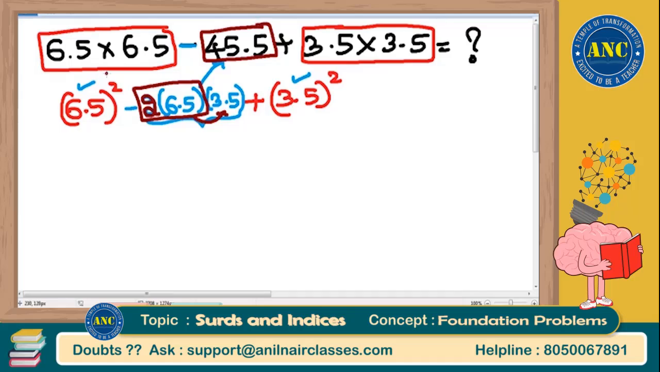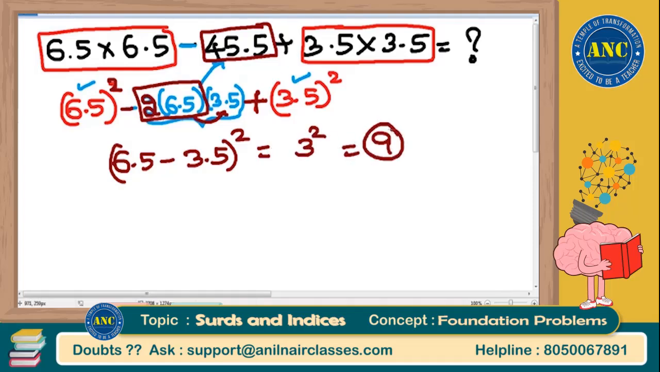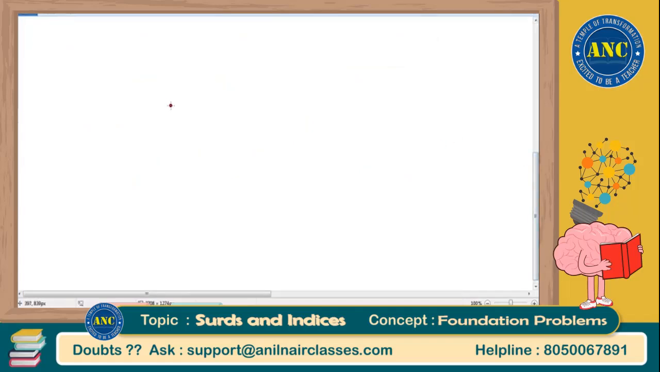So can I say that a square minus 2ab plus b square is (a minus b) whole square. So it is (6.5 minus 3.5) whole square, which is nothing but 3 square, and the value of 3 square is 9. So these kinds of questions are another variety of questions which can be given in your examinations. Most of the time they will not give such easy questions, but we will understand easy questions initially.